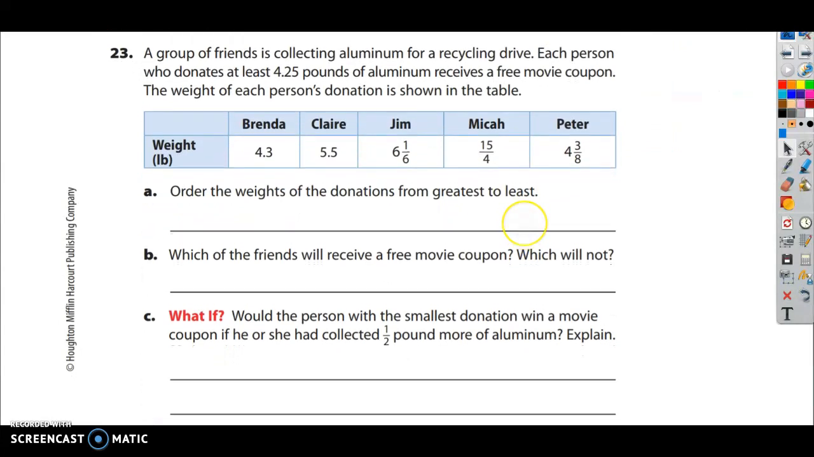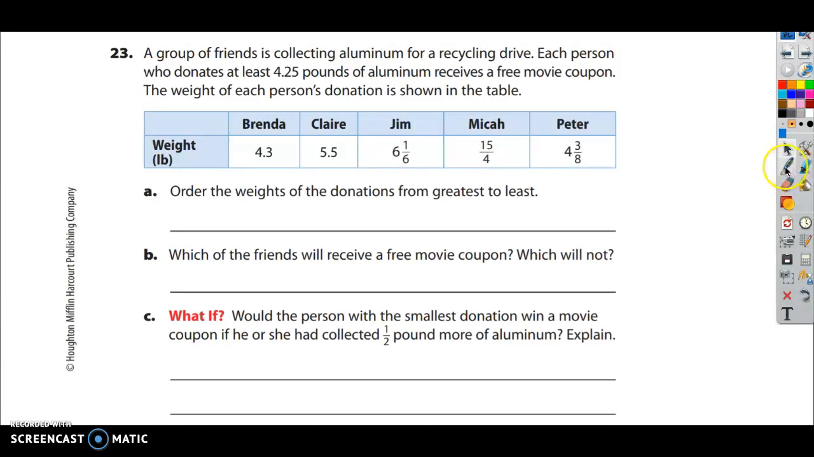Okay, we got 23. I think we can see the whole thing. A group of friends is collecting aluminum for a recycling drive. Each person who donates at least 4 and 2,500 pounds of aluminum receives a free movie coupon. That's going to come into play later. Like when we get down to B, we'll need to reread that part of the question. The weight of each person's donations is shown in the table. And A says, order the weights of the donations from least to greatest.